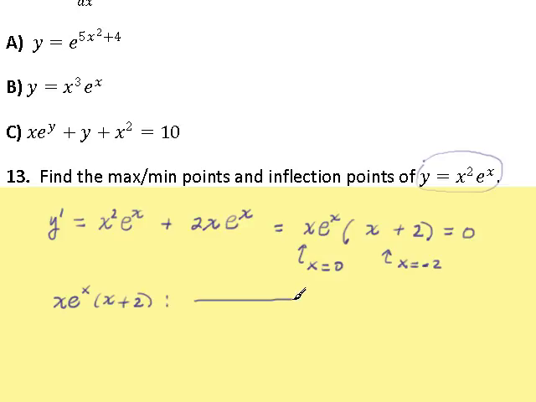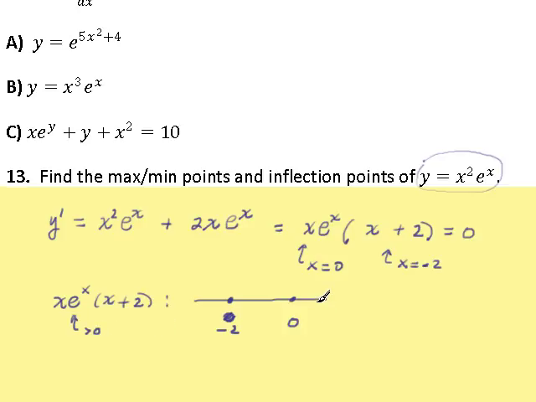On the number line, let's put 0 for x equals 0 and minus 2. Sorry, minus 2 goes first. Let's put minus 2 and 0 on the number line. Okay, now remember that e to the x is greater than 0. It's always positive.